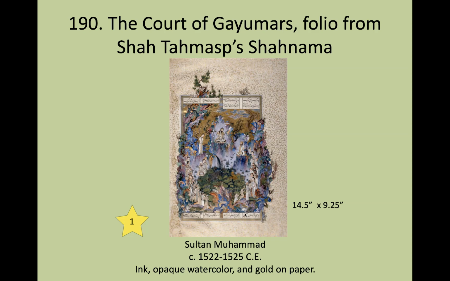So what are we looking at? We're looking at Gayumars, who is a king, and he is surrounded by both his son and his grandson. And this is Gayumars, and his son and his grandson. And he is talking to his royal court, thus the court of Gayumars, right?